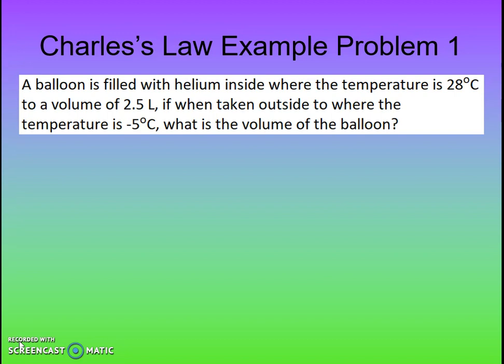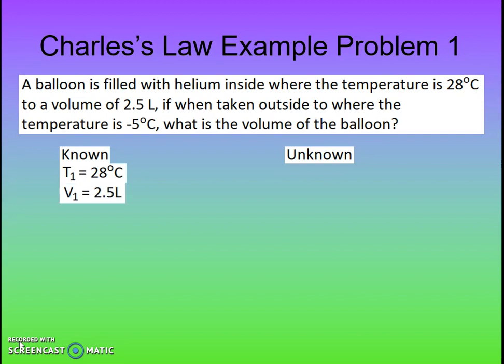We do see there are two different temperatures here, so we have two different sets of conditions. We're going to use those subscripts once again, 1 and 2, to show those different sets of conditions. First, we know that we have a temperature of 28 degrees Celsius. Again, we start off inside, so we'll give that a subscript of 1. So T1 is 28 degrees Celsius. And when it's 28 degrees Celsius, we know the volume is 2.5, so that is V1.